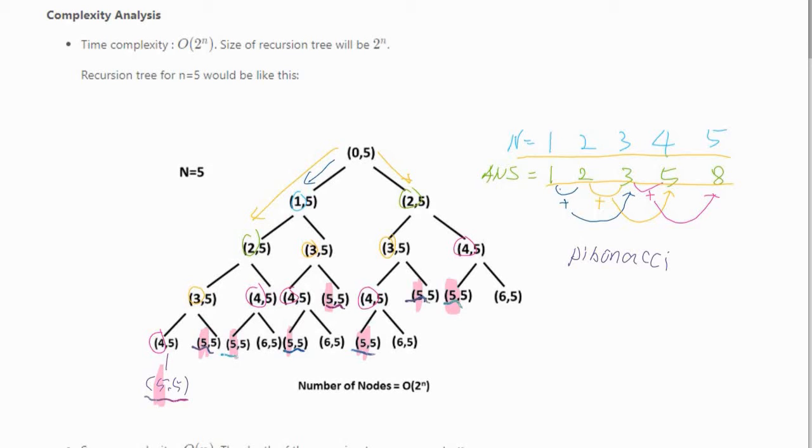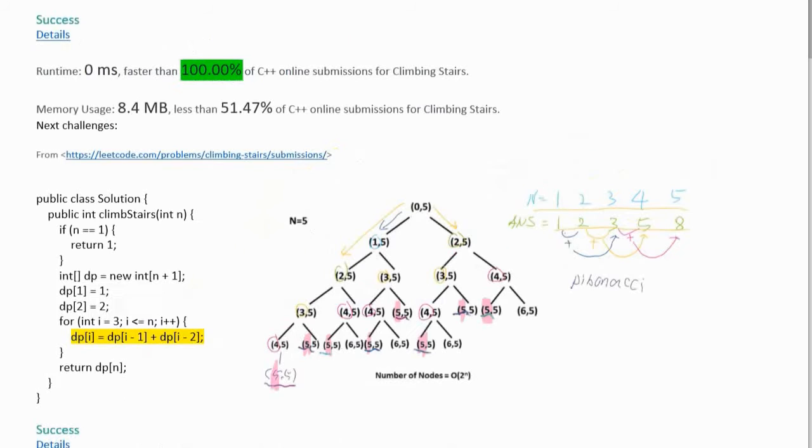So this relationship is the same as the Fibonacci number sequence. The next number is the summation of the previous two numbers. With this pattern, we can implement the solution. dp[i] is assigned dp[i-1] plus dp[i-2]. This is called the recurrence equation in dynamic programming.